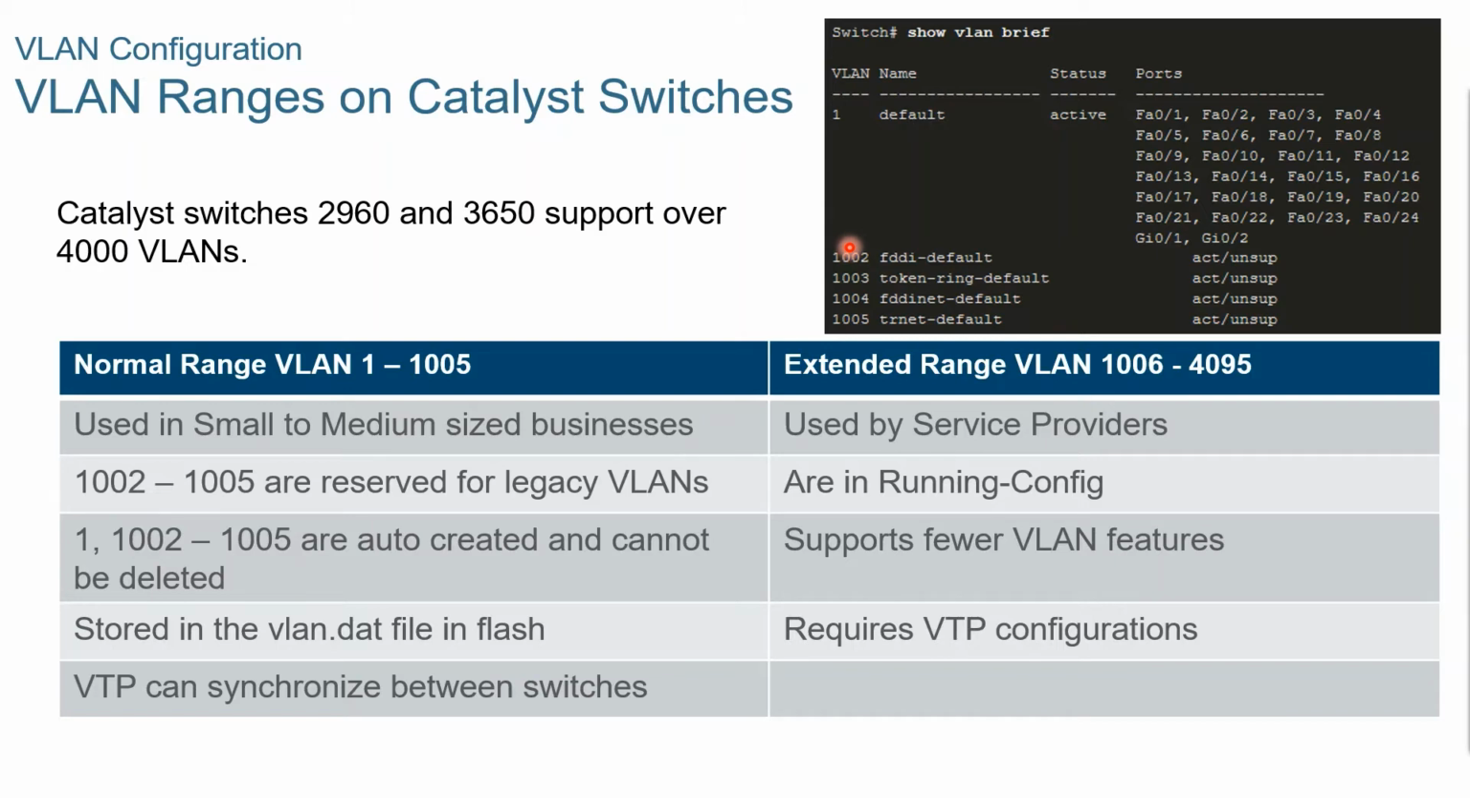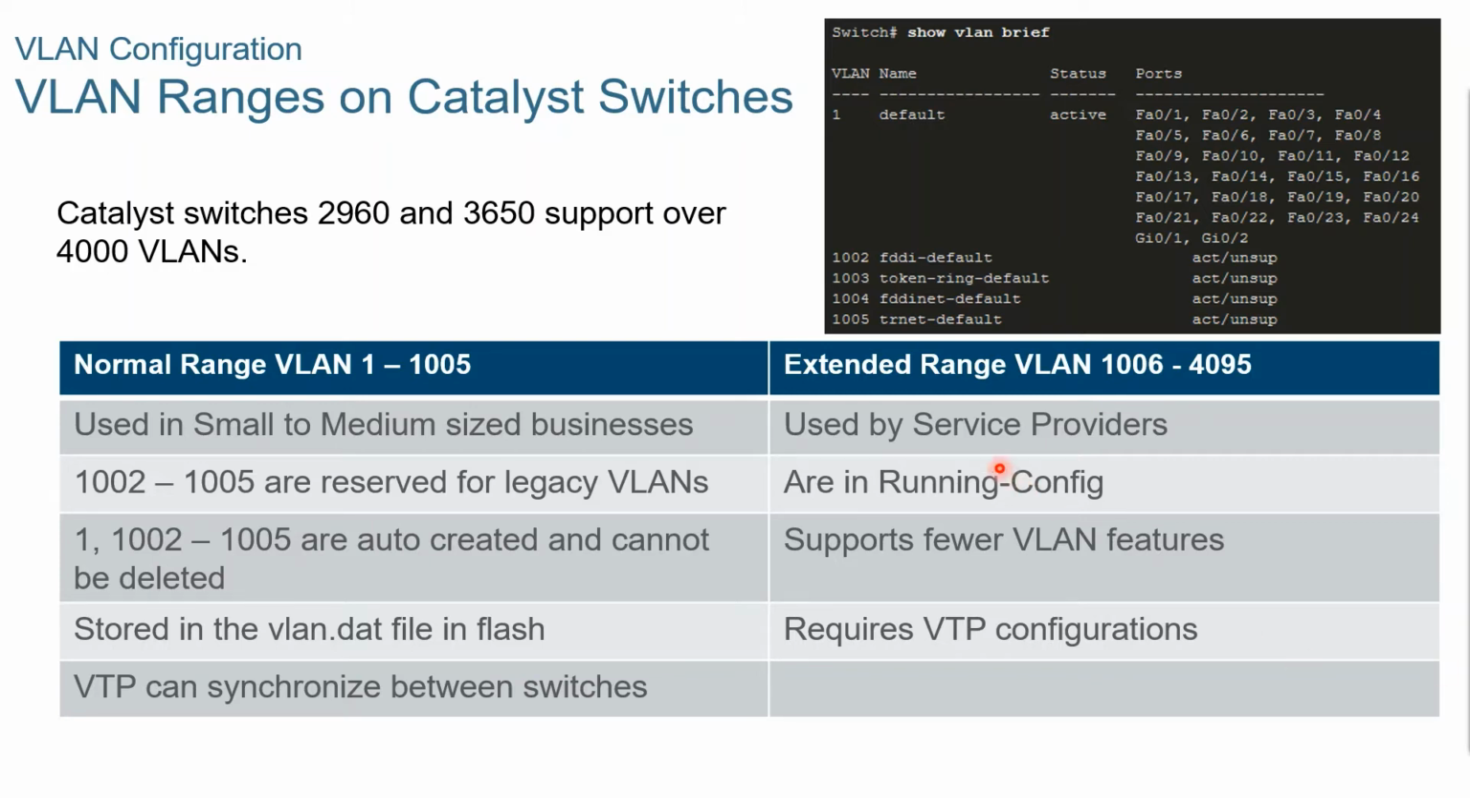IDs 1002 to 1005, including 1003, 1004, and 1005, are automatically created and cannot be removed or deleted. Configurations are stored in a switch's flash memory in a VLAN database file called vlan.dat. When configured, VLAN Trunking Protocol, or VTP, helps synchronize the VLAN database between switches. The next one would be the extended range VLAN, which is from 1006 to 4095.